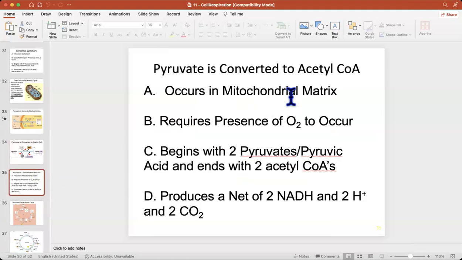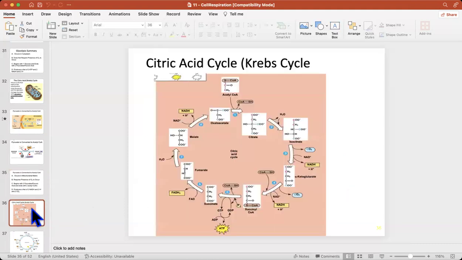It requires oxygen. Beginning from 2 pyruvate, it turns into 2 acetyl-CoA, and produces 2 NADH, 2 H+, 2 protons, and 2 CO2. I told you, because we start from 1 glucose, from now on everything is multiplied by 2. Know the input is 2 pyruvate, and the output is 2 acetyl-CoA, 2 NADH, 2 protons, and 2 CO2. Okay, now let's go into the citric acid cycle.